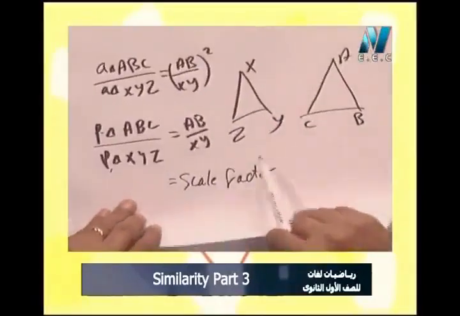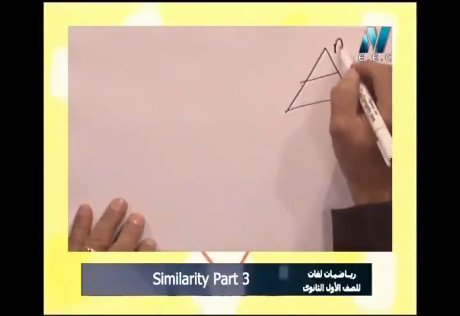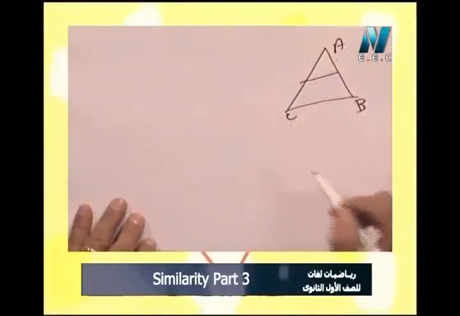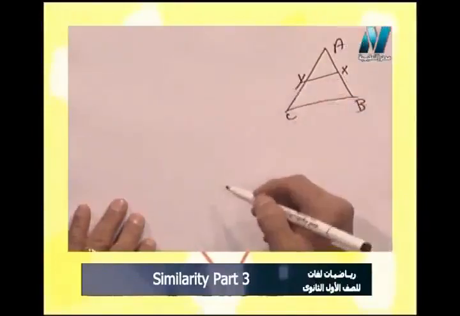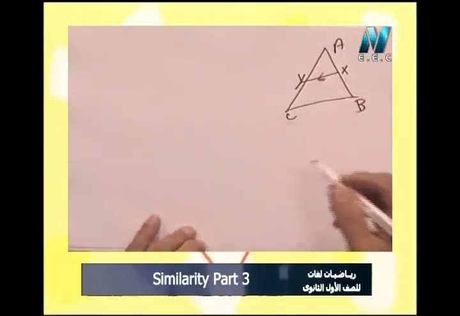And concentrate with me to find an example, my dear students. We will solve examples to be clear to you. So concentrate with me. Now we have a triangle here like that, A, B, C, X, Y here, and we have parallel. What is parallel to what? XY here is parallel to CB.